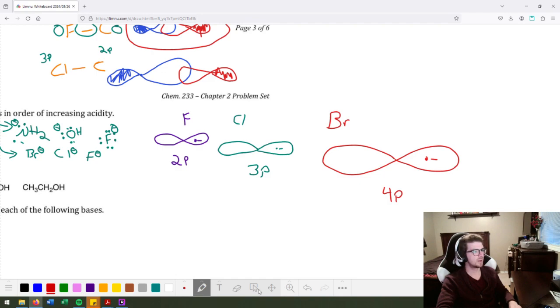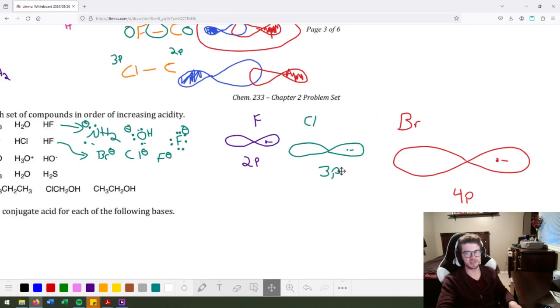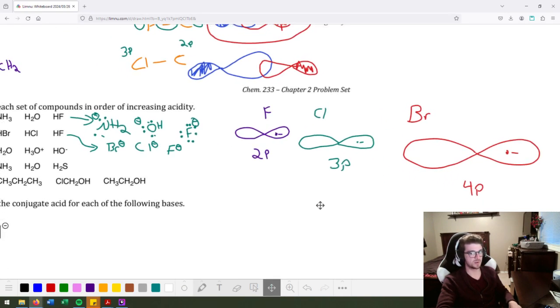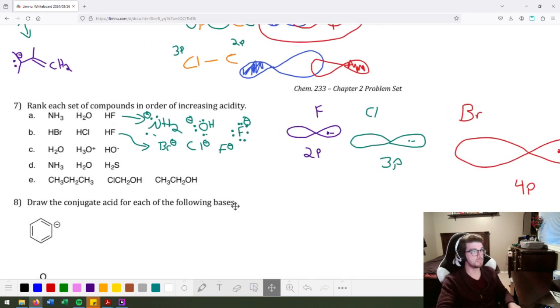Chlorine has that intermediate size orbital, and so it will be the mediumest again. So these ones, say 3, 2, 1, 1, 2, 3. Okay.